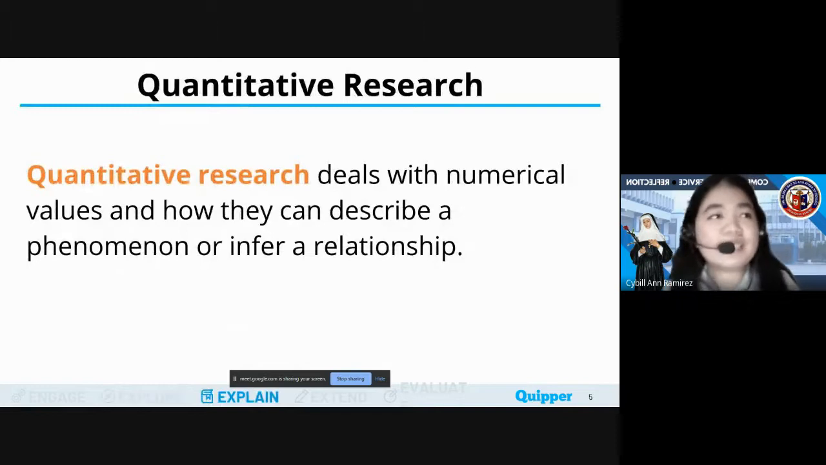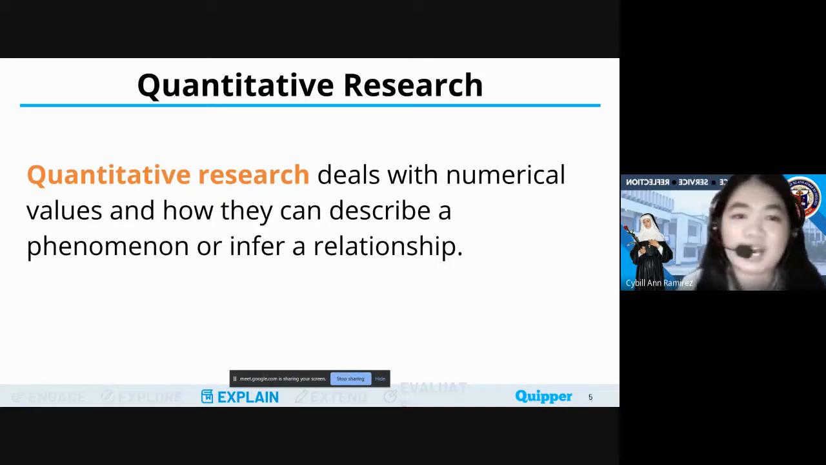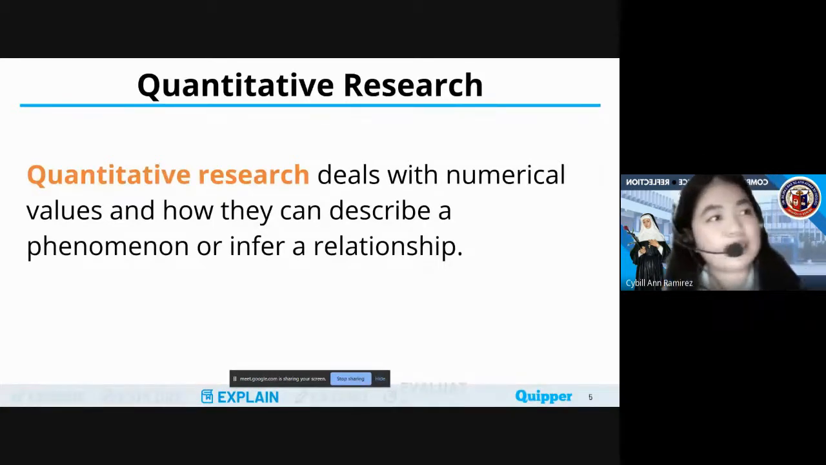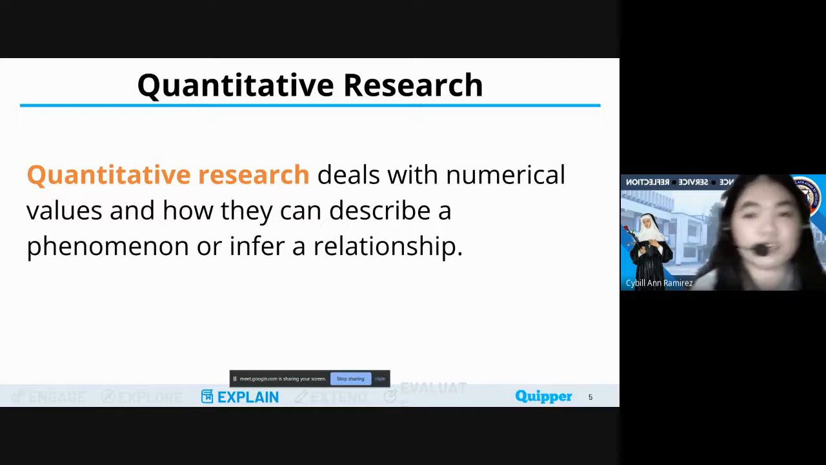So, quantitative research deals with... So, thank you everyone for participating, Ms. Jessa, Ms. Anjali, and Ms. Irene. Okay, so when we talk about quantitative research, it really deals with numerical values and how they can describe a phenomenon or infer a relationship.